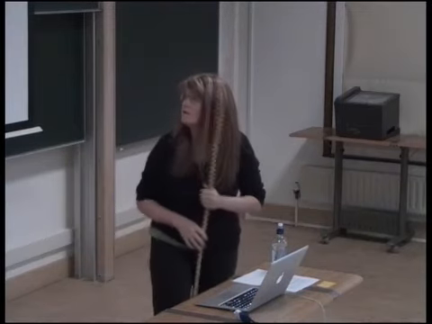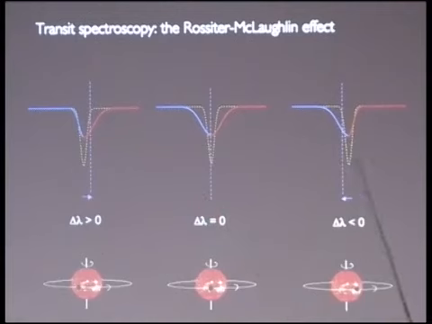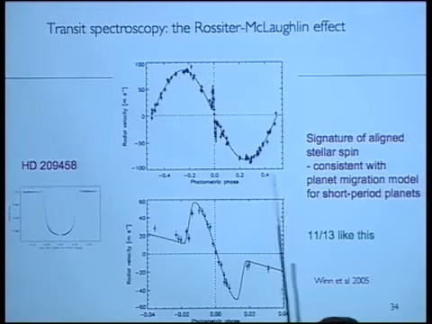Okay, this is from a public lecture I gave, but the Rossiter-McLaughlin effect is simply that you have line broadening due to the rotation of the star, and when the planet transits, it blocks out either the red or the blue side of the line and skews the line so that you have an effective radial velocity shift. And you have a look at this beautiful, beautiful data.